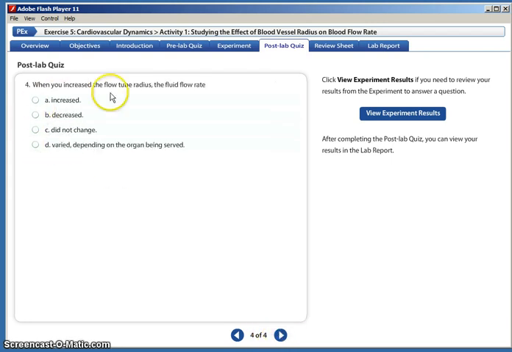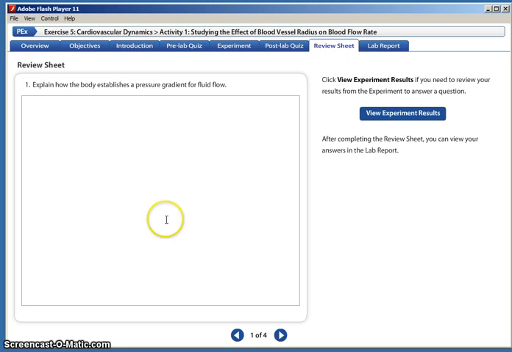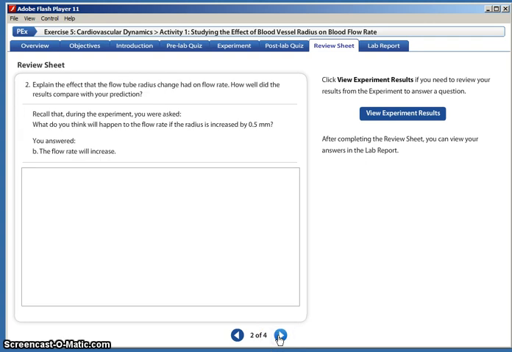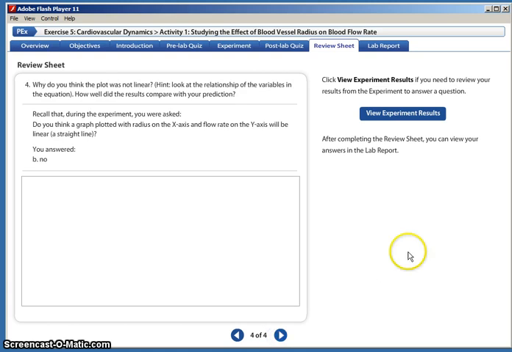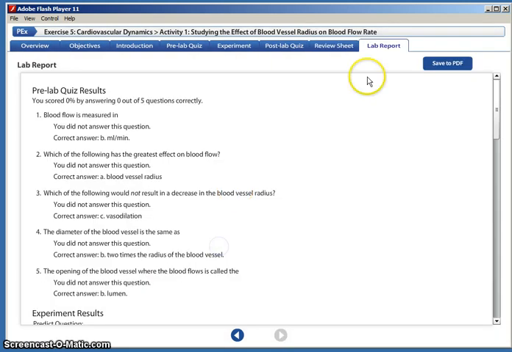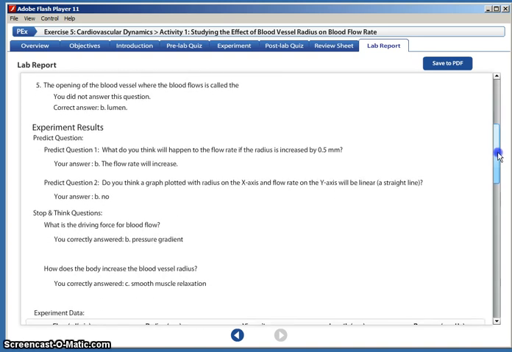When you increase the flow tube radius, the fluid flow rate increased. Right, and then you submit. And then the review sheet we're not interested in. I really want you to write up your results, basically, to talk about that. But these questions are really good to help you think about what you got out of the exercise. But again, don't answer these questions in the report that you submit to me. And then this just walks you back through what you got.